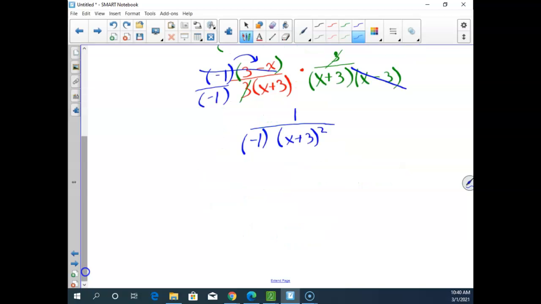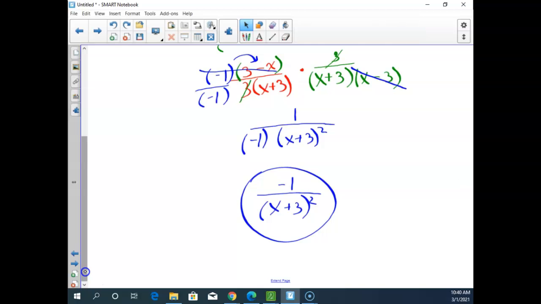Last step, let's make this nice and pretty. This -1 kind of hanging out there on the bottom, we can take it to the top and write this as negative x plus 3, the quantity squared. And we are done. Okay, so one of the key things to being successful with these problems is, of course, keeping track of everything. The math itself is pretty straightforward, but it's easy to lose things. So go ahead and try some of these more complex problems on your own.